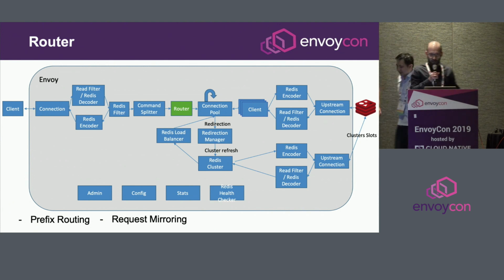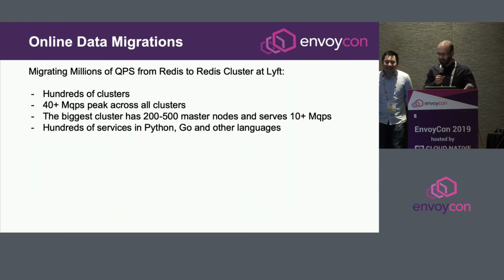Thanks, Henry. Over the last year, we've done all this hard work, and the real-world application is migrating millions of QPS to Redis Cluster at Lyft. We have hundreds of clusters, something like 40 million QPS or more during peak or during load tests. The biggest cluster is 500 nodes with a quarter of that whole load.